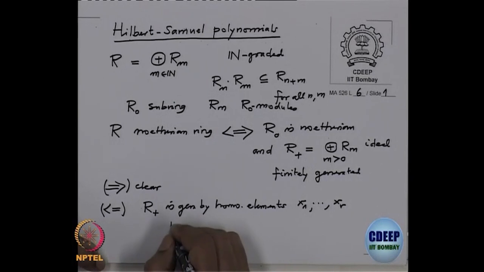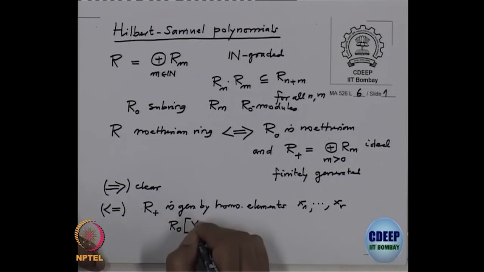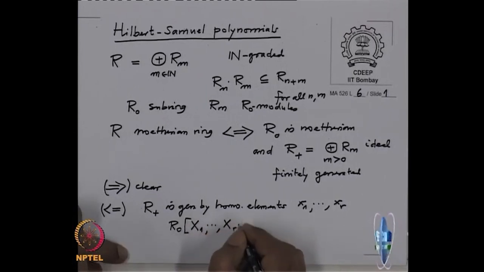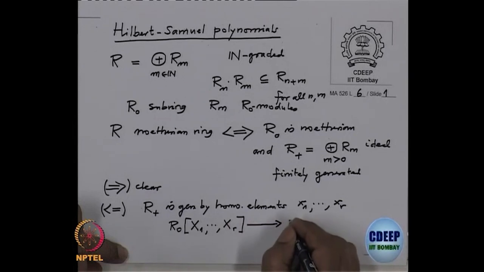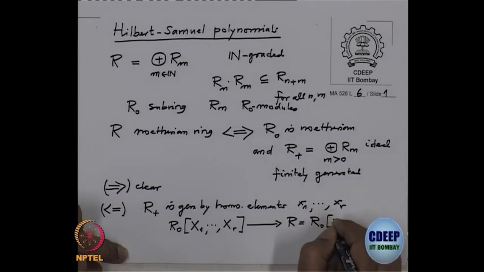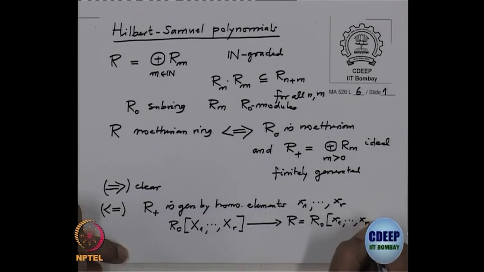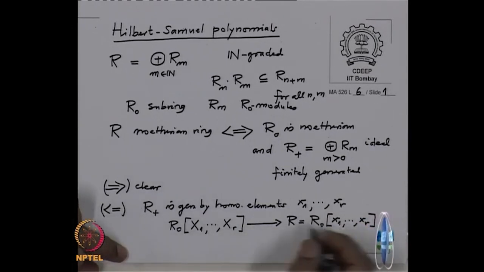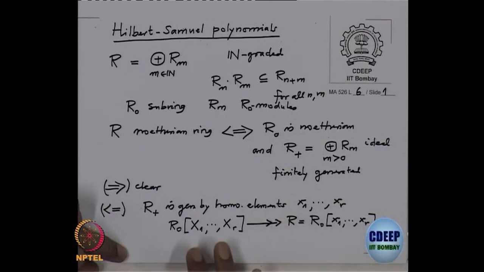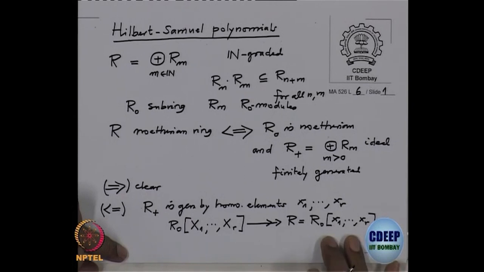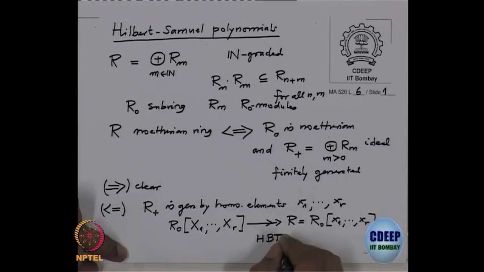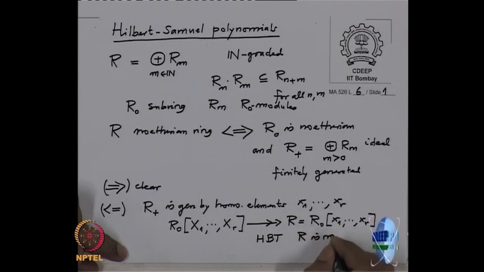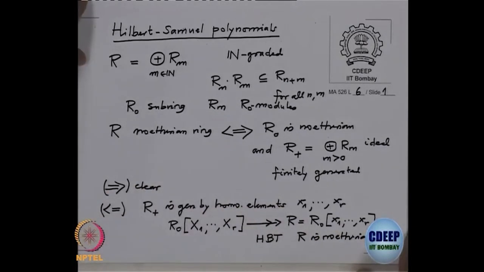Then the map from the polynomial ring R naught x1 to xr to R, R is generated as an algebra by x1 to xr over R naught. So there is a natural surjective map from here to here, and because this is Noetherian by the Hilbert basis theorem, R is Noetherian. That is usually the basic assumption we will always make. All right.